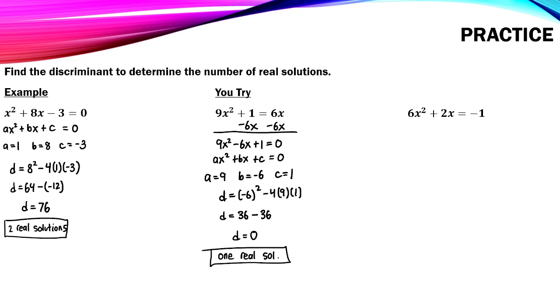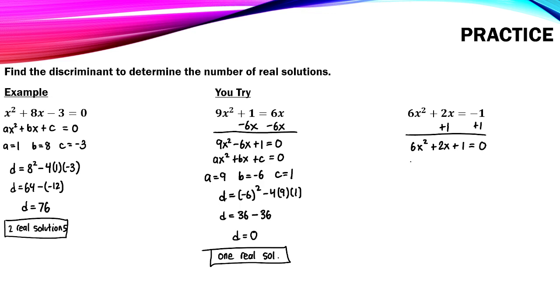All right, last one. We have 6x squared plus 2x equals negative 1. Same thing. Let's put it in standard form first, by adding 1 to the other side. This is going to give me 6x squared plus 2x plus 1 is equal to 0.